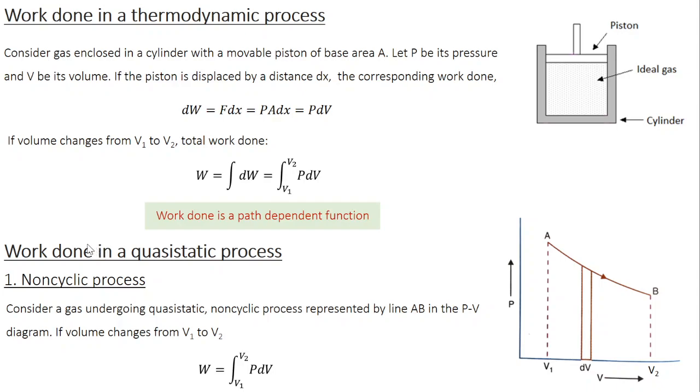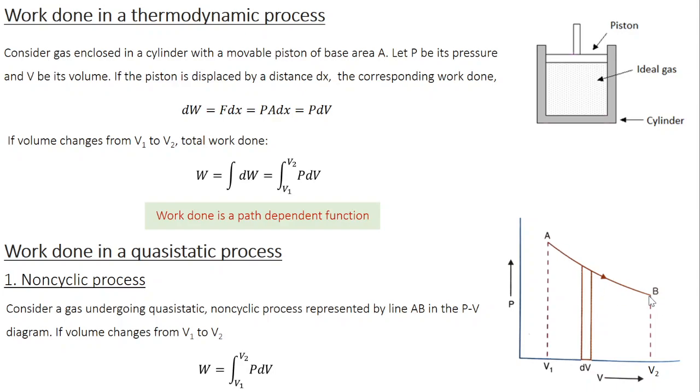Let's now calculate what is the work done in a quasi-static process, an extremely slow process. There are two types of quasi-static processes. One is a non-cyclic process and the other one is a cyclic process. Non-cyclic, as the name suggests, the system moves from an initial state to a final state, and these two states are completely different.